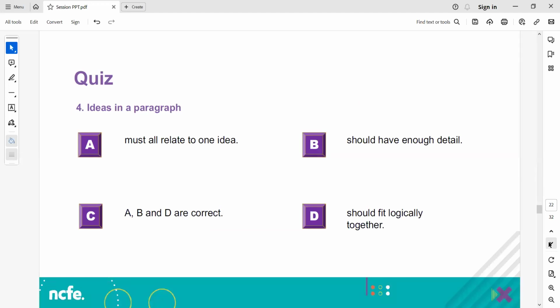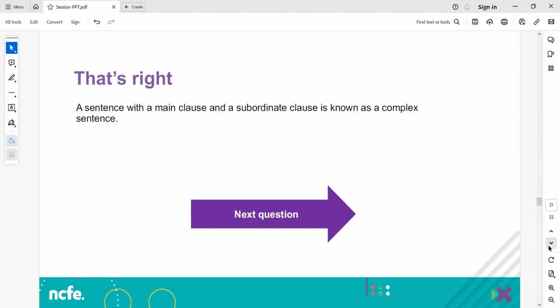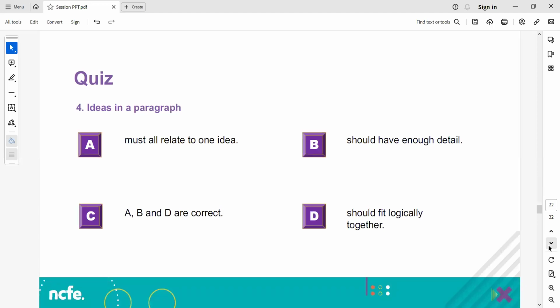So ideas in a paragraph should all relate to one idea, should have enough detail, or should fit together logically. So this is something from a previous session, just to quiz you on remembering other ideas that we have studied.